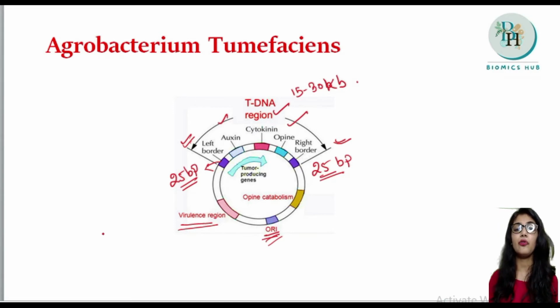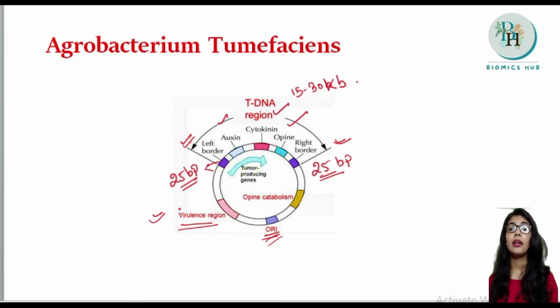Except that, there is a virulence region. What does this virulence region do? These are some of the genes which help in the transport of the tDNA from the bacteria to the plants. So how is this transformation taking place? This transformation is taking place through the conjugation method.